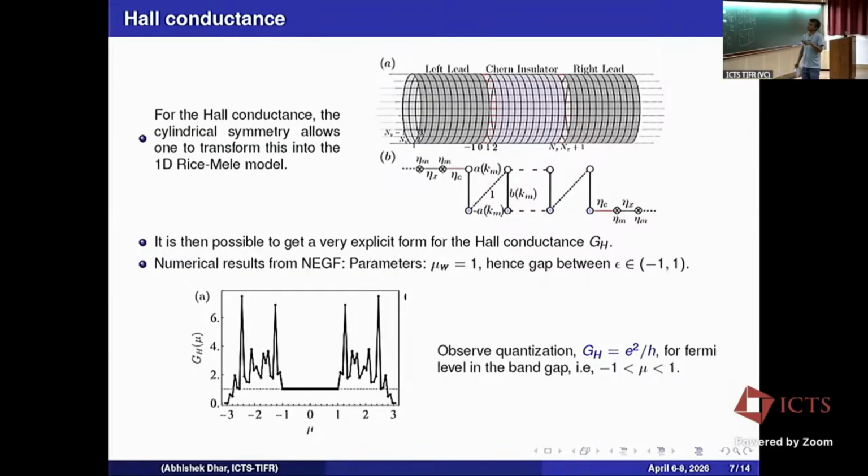For this model, you can use a formalism called NEGF, non-equilibrium Green's function, and compute the Hall conductance. Hall conductance means the current in the y direction because of an applied field in the x direction. And this is what we observed: you find nice quantization. Now we want to understand this.